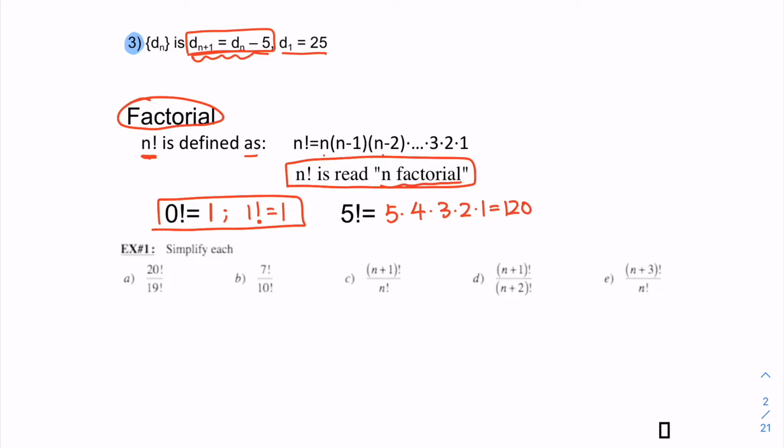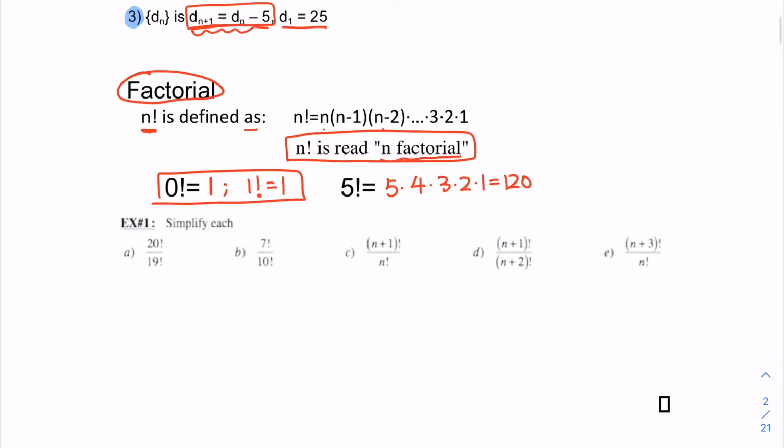How do we simplify expressions with factorials? Let's have a look at an example. Part A, 20 factorial over 19 factorial. We just expand it using the definition: 20 times 19 times 18 until 1, divided by 19 times 18 until 1. So everything is cancelled except 20. This is our final answer.